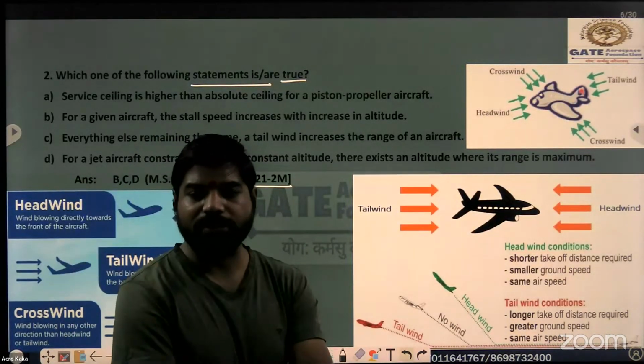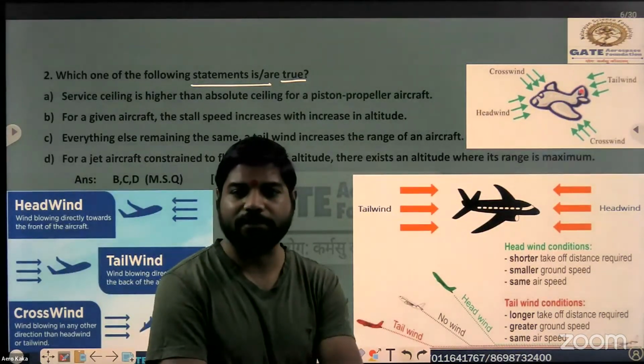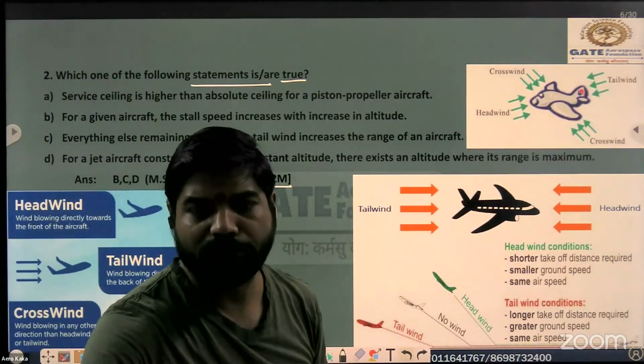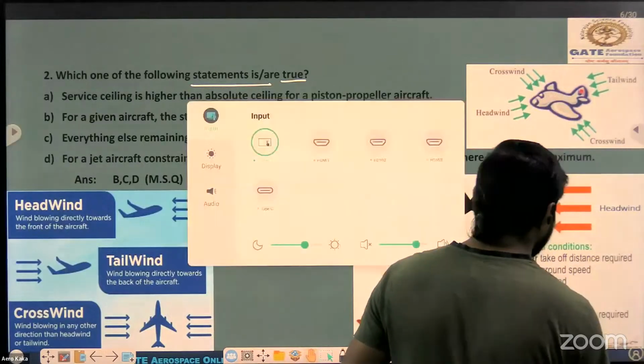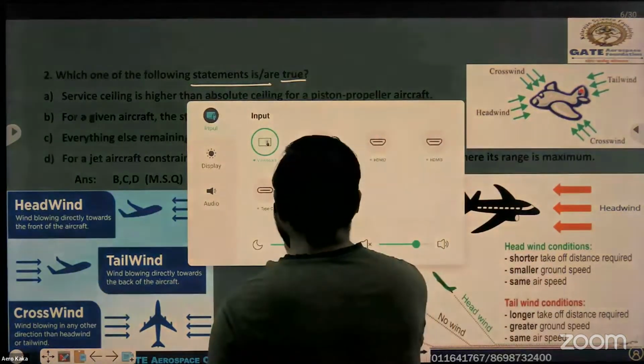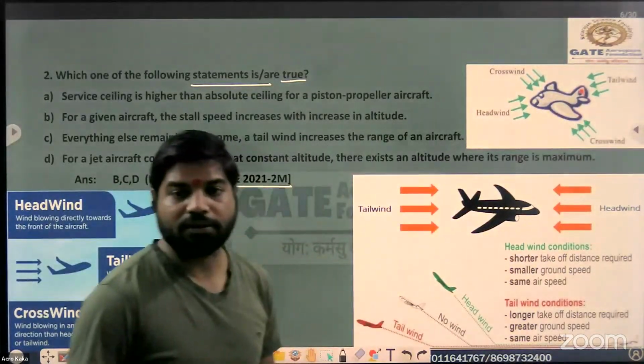See, it doesn't matter which aircraft this is, right? The absolute ceiling is higher than the service ceiling. Agree? Check, please. Are you agreeing or not? Yes, sir. Your absolute ceiling is higher than the service ceiling value, right? Check.